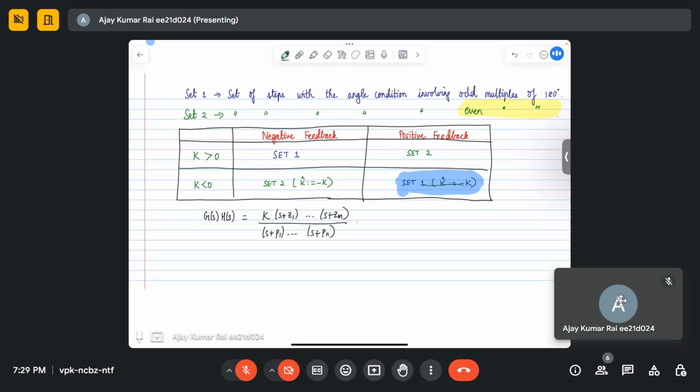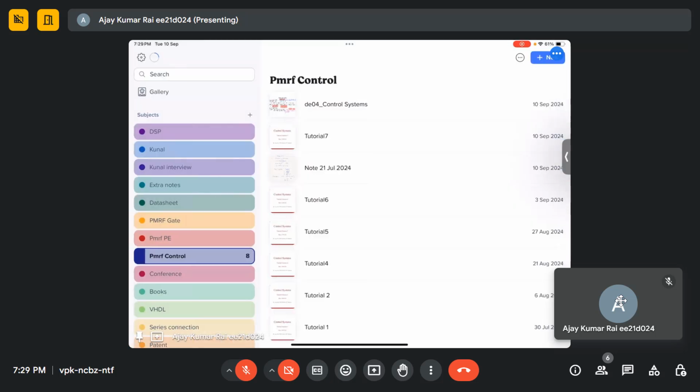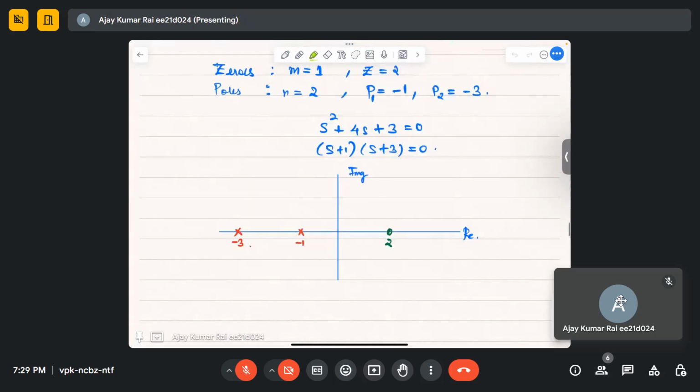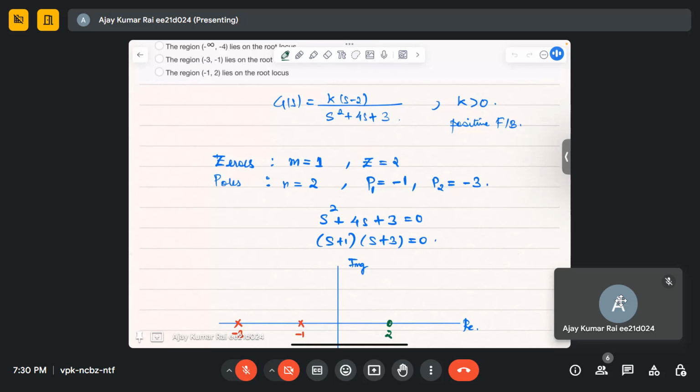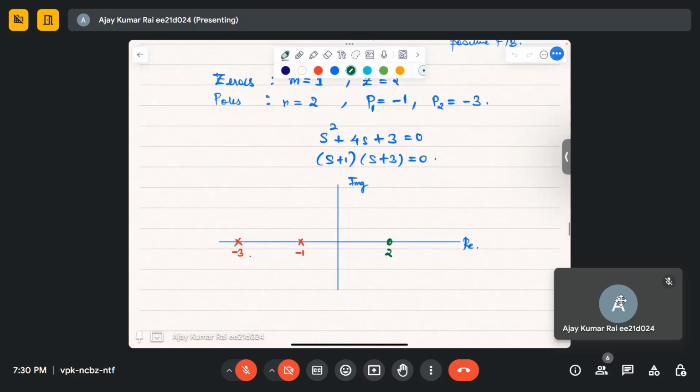Okay, so now what is happening? We have positive feedback, but K is greater than 0. So this one, set 2. And set 2 is what? Same, even multiple of 180 degrees. Okay. So we'll be checking in different regions here. Again, simple. So we'll be taking a few test points here.